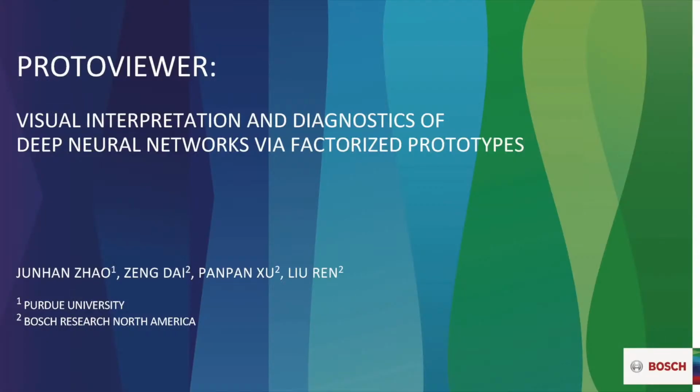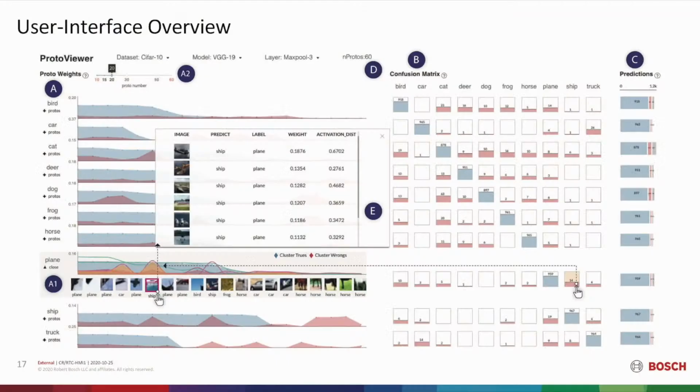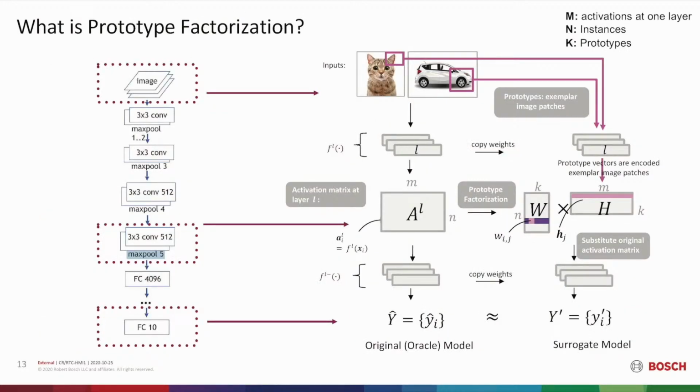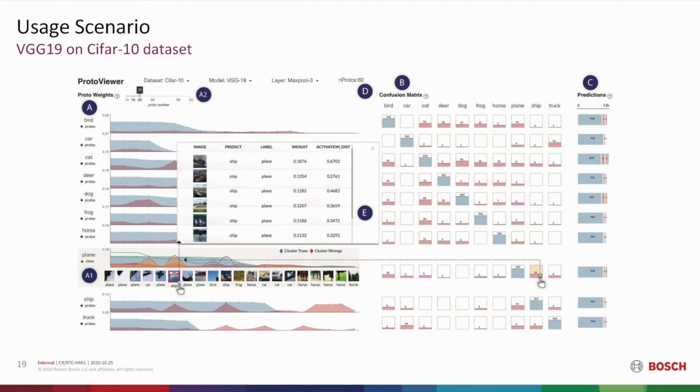Hey everyone, I'm Junhan Zhao, a PhD candidate at Purdue University, computer graphics major, and a research intern at Bosch Research North America. Here, we are presenting our recent research, using factorized prototypes to visually interpret and diagnose deep neural networks. This work is co-authored by research scientists at Bosch, Zhen Dai, Dr. Panpan Xu, and Dr. Liu Ren.